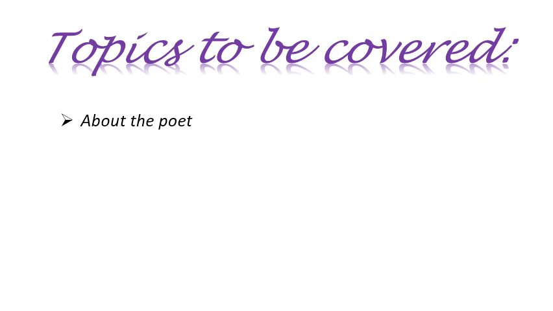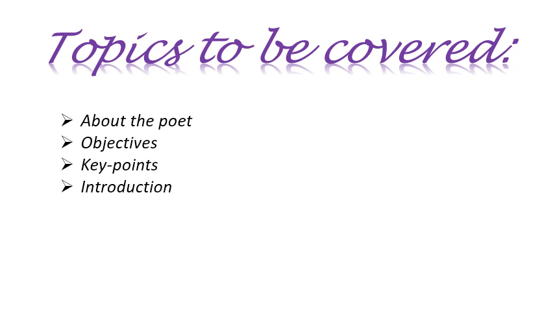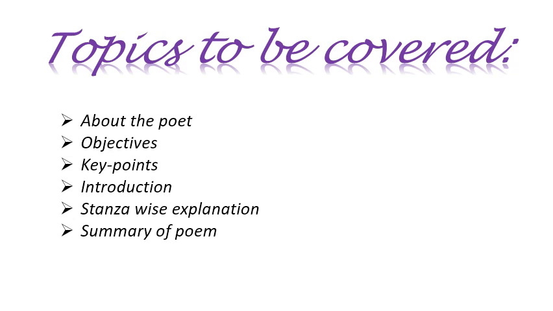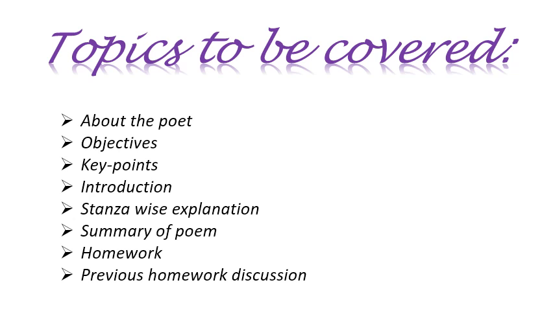Topics to be covered in today's lecture are: students, first of all, I will introduce you to the poet. After that, objectives of the poem will be told. After that, main key points of the poem will be read. Then introduction will be read. Stanza-wise explanation of the poem means each and every stanza will be explained line by line along with hard word meanings to you all. Summary of the poem will be explained, means what the poet is trying to convey through the poem. The grasshopper and the cricket will be told. Then homework will be assigned. At last, previous homework will be discussed.